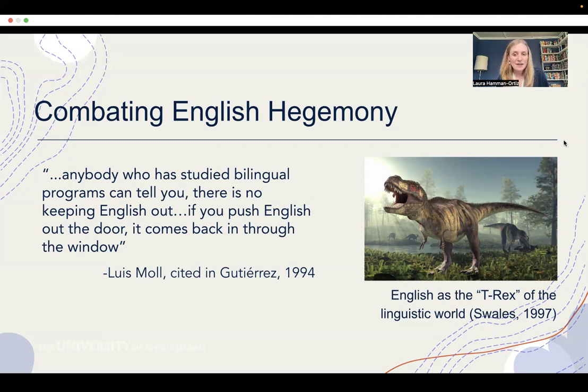And so we can think about English as Sweet refers to it, as the T-Rex of the linguistic world, right? And if we don't think about protecting spaces for the minoritized language and for using the minoritized language, we might run into a situation where a translanguaging space might turn into an English-only space.